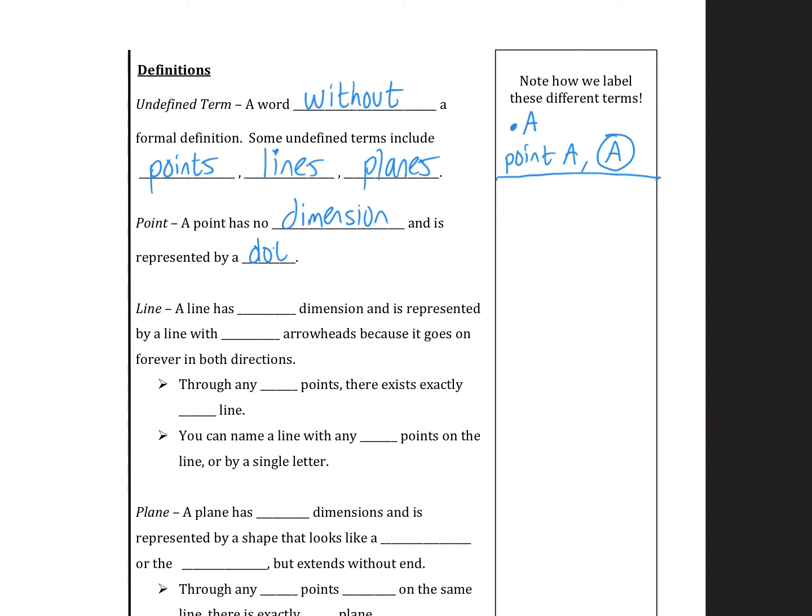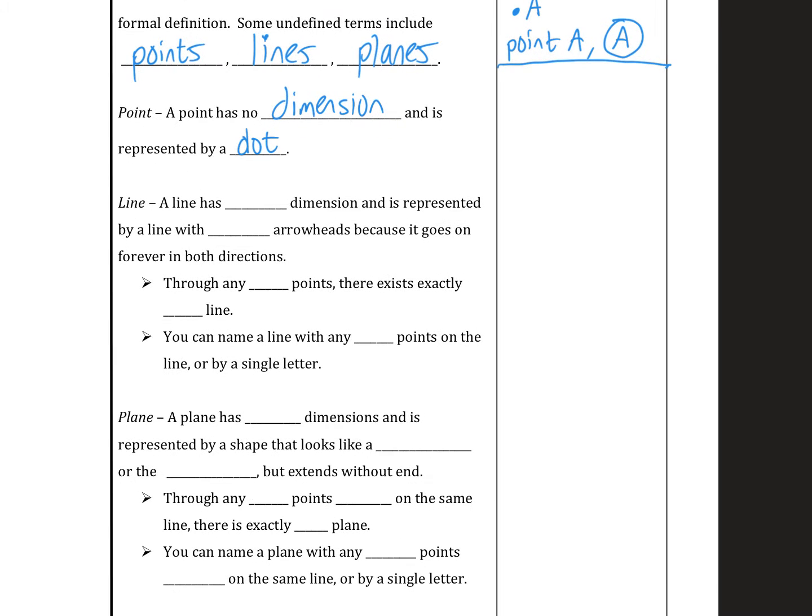Okay? A line has one dimension, which means it goes left and right or up or down. It has one back and forth motion that it can go. And it's represented by a line with 2 arrowheads because it goes on forever in both directions. If you recall, we talked about a line segment, and a line segment did not go on forever in both directions. Okay? It stopped. All right, and then through any 2 points, there's exactly 1 line.